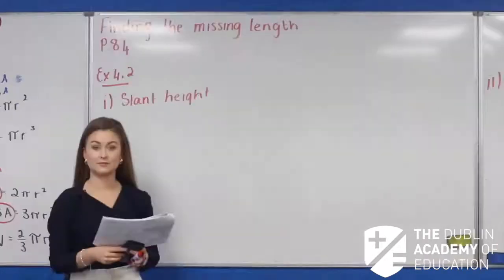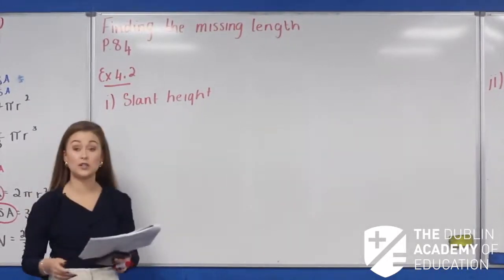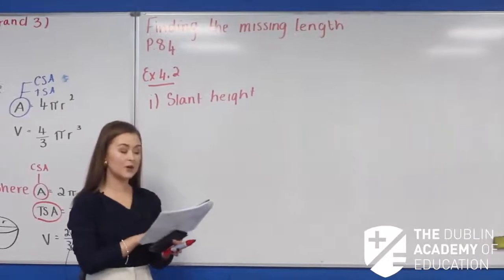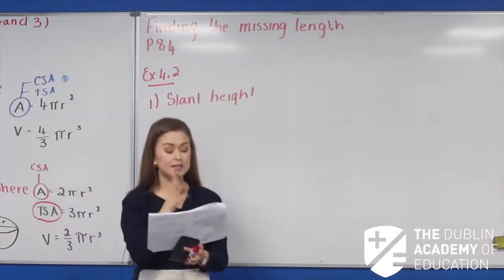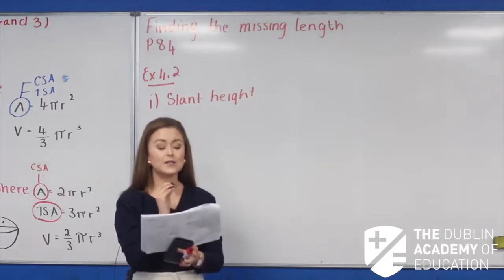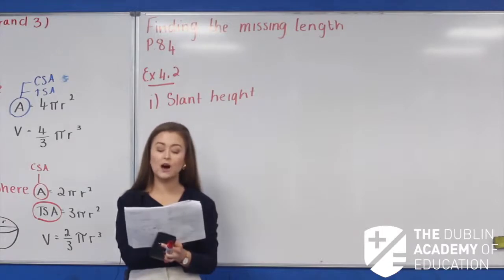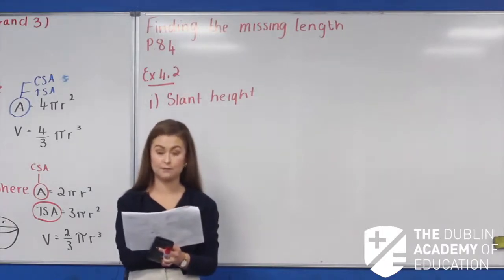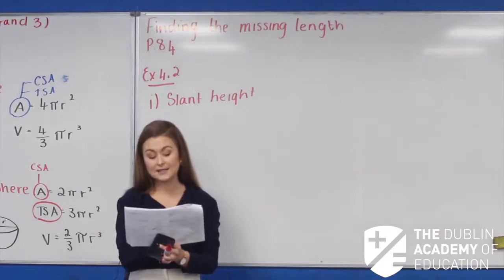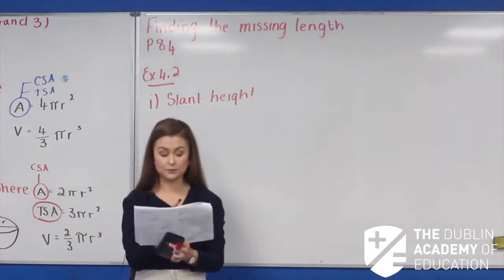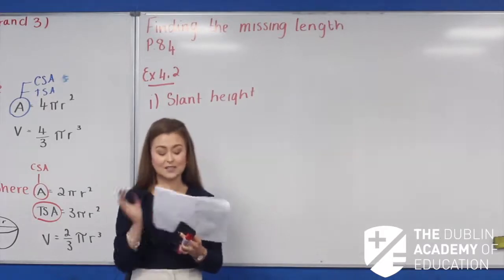So guys, carrying on with question 4.2. On page number 84, we're just going to have a quick glance at this question here. So they say, highlight the words curved surface area, highlight cone, and highlight 70 pi. So the curved surface area of a cone is 70 pi centimetres squared. The radius of the cone is 7 centimetres.